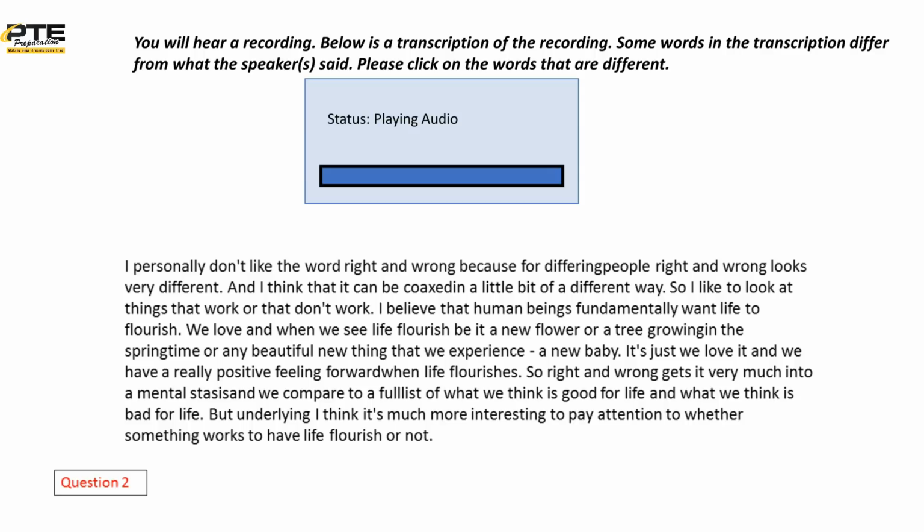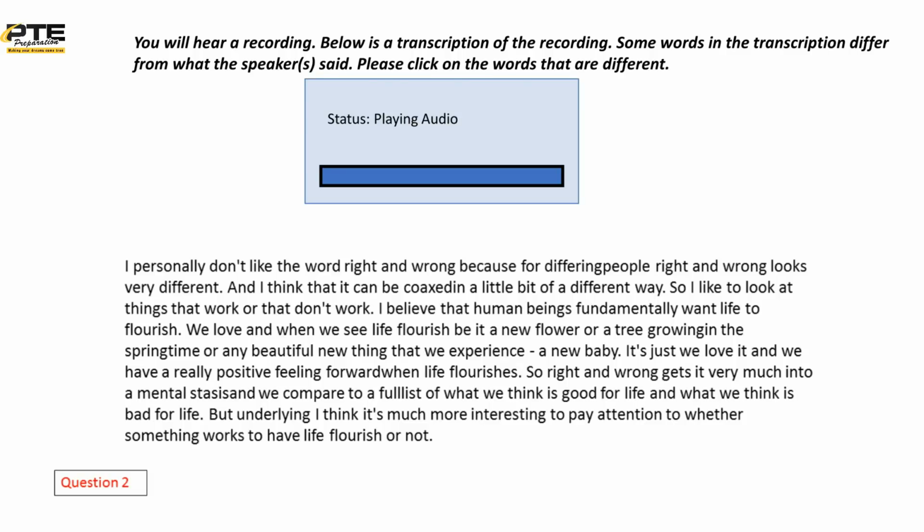I personally don't like the word right and wrong because for different people, right and wrong looks very different. I think that it can be coached in a little bit of a different way. So I like to look at things that work or that don't work. I believe that human beings fundamentally want life to flourish.